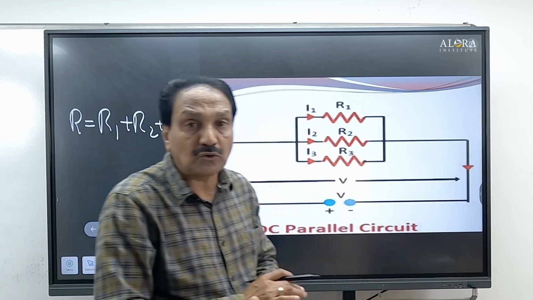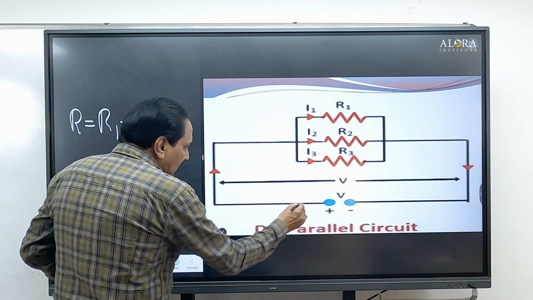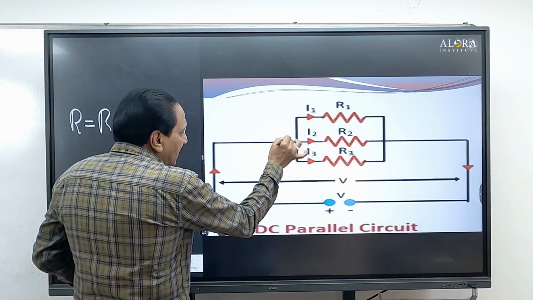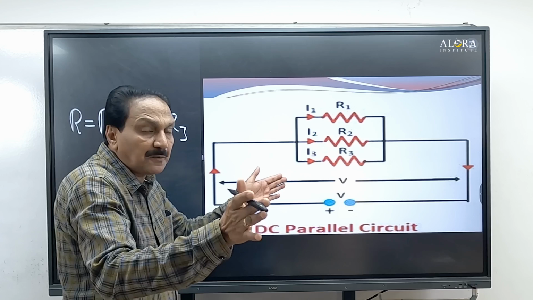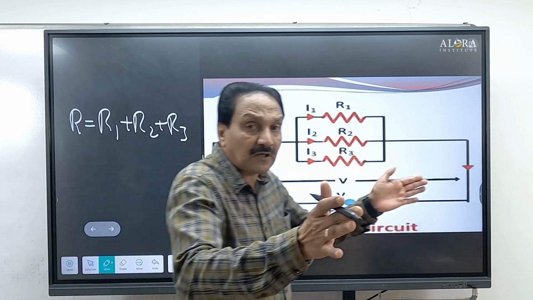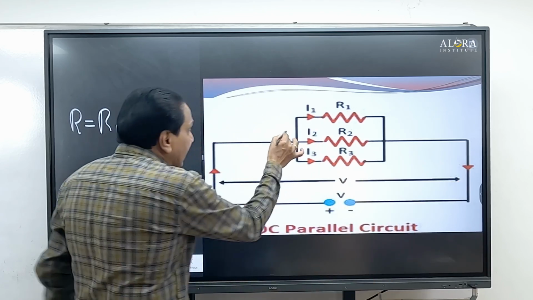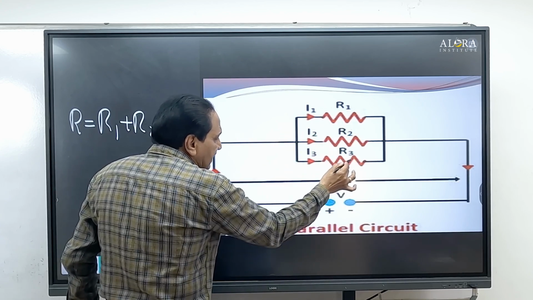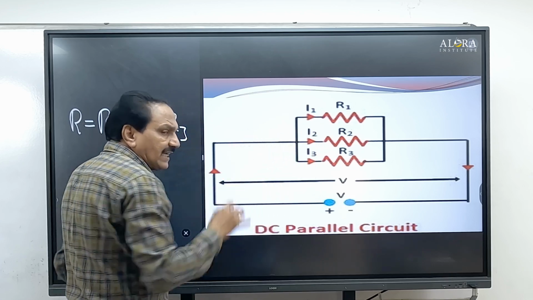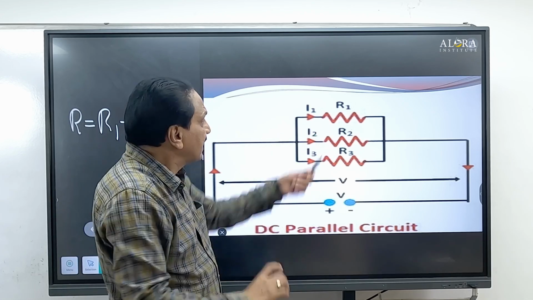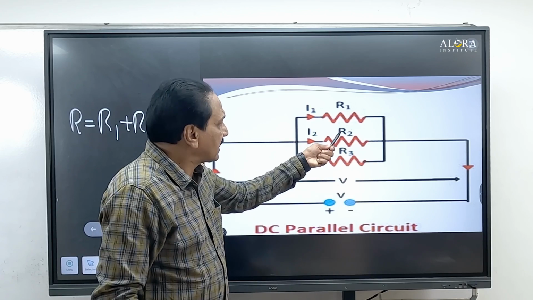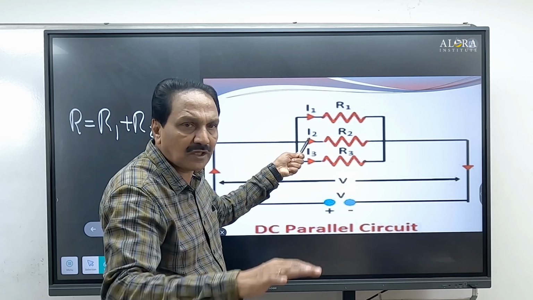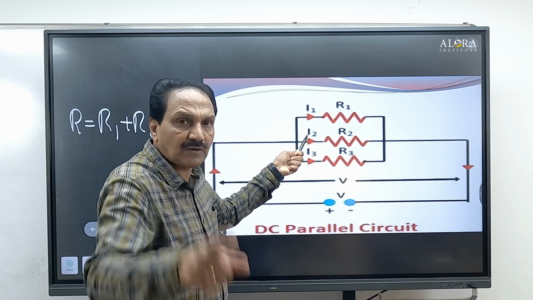What is the important point to be noted here? Current starts from here, right? This is the direction of current. It comes to this particular point. When it reaches here, it has three different paths. So current gets split here: I1 through R1, I2 through R2, and I3 through R3. The strength of these three currents depends on the resistance value. Suppose R2 is a high resistance, then I2 is smaller. The more the resistance, the lesser the current.